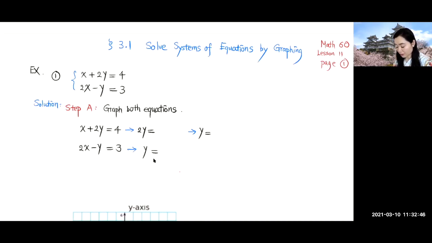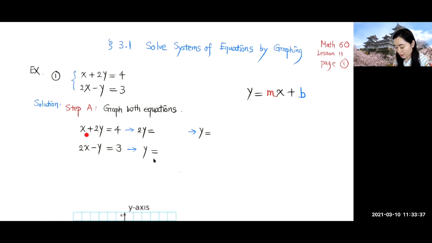The first step here is to graph both equations. So graph the first one. It will be easier if we put the equation in slope-intercept form, so we can use the y-intercept and slope to graph it. So put that in y equals mx plus b form, remember the slope-intercept form. It's easier.